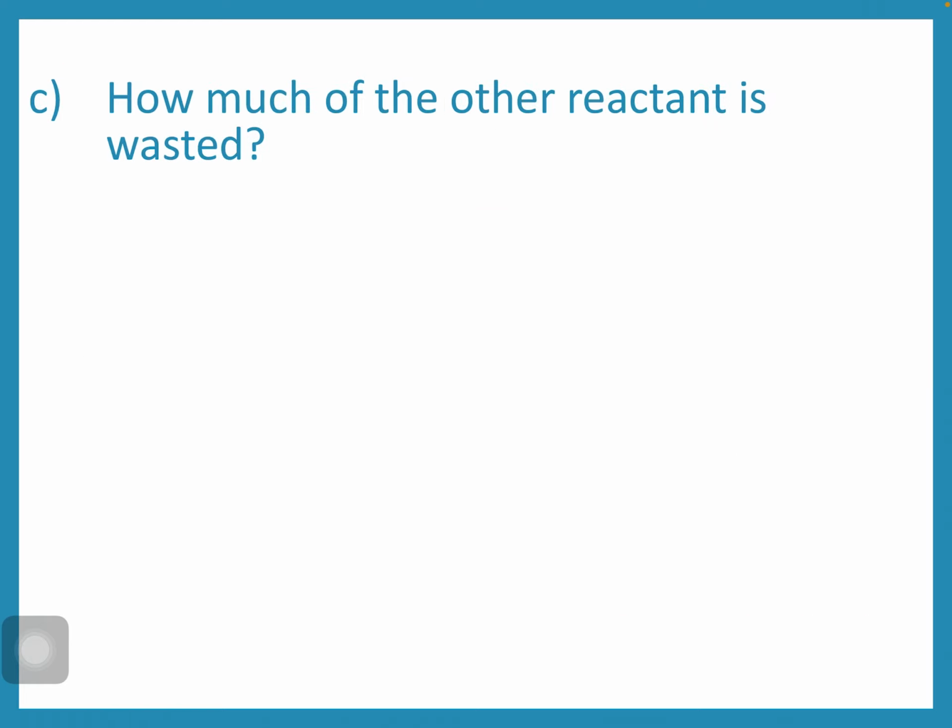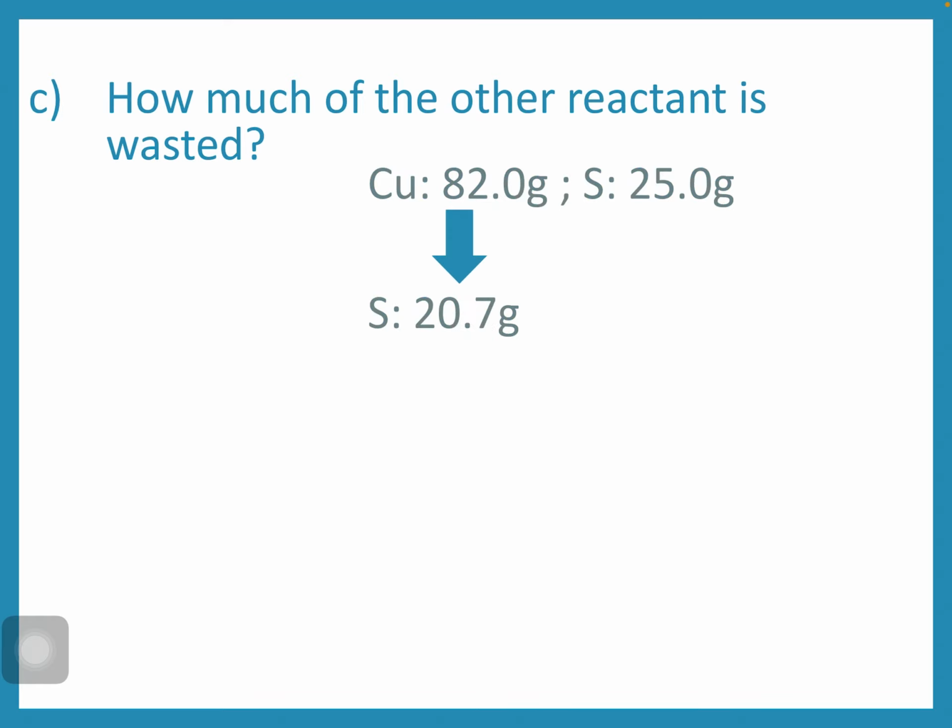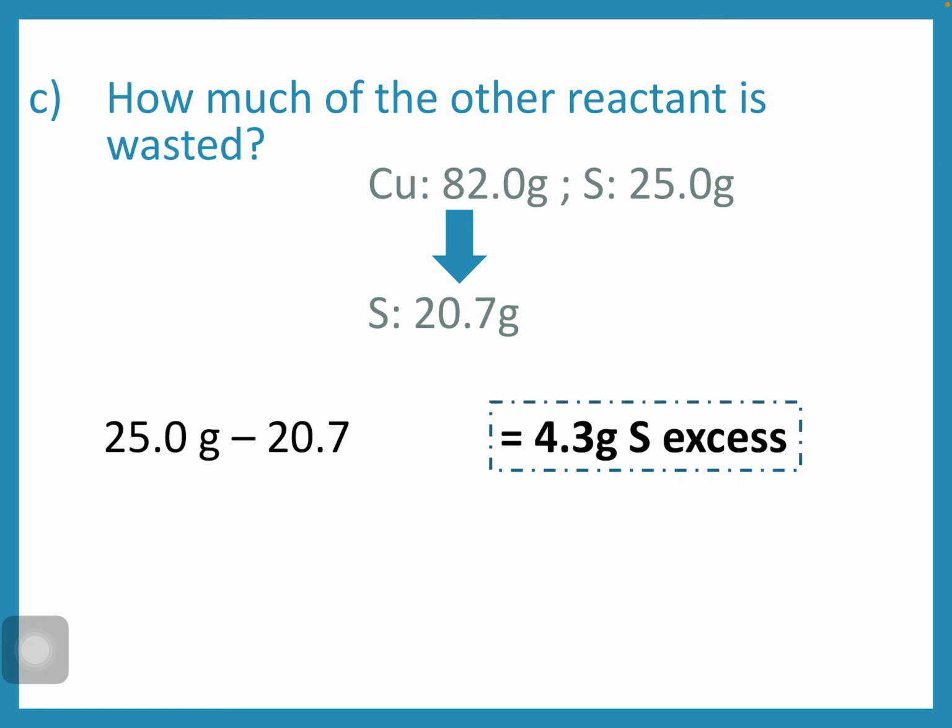So then how much of the other reactant is wasted? So the excess reactant here was sulfur. So I started with 82 grams of copper and 25 grams of sulfur. The entire amount of copper gets used up. We calculated already in part A that for 82 grams of copper, 20.7 grams of sulfur is used up. So that means that I started with 25 grams, 20.7 got used up, which means that 4.3 grams of sulfur is in excess.